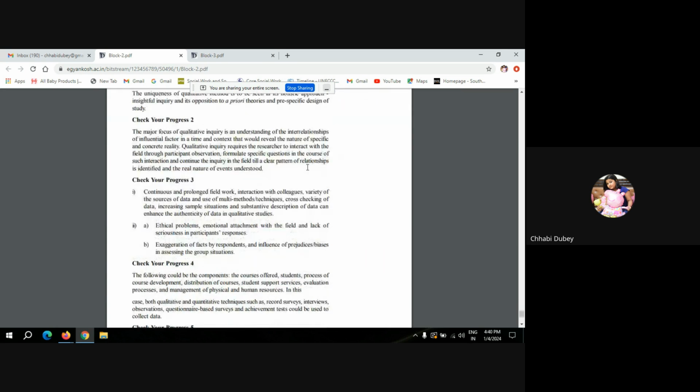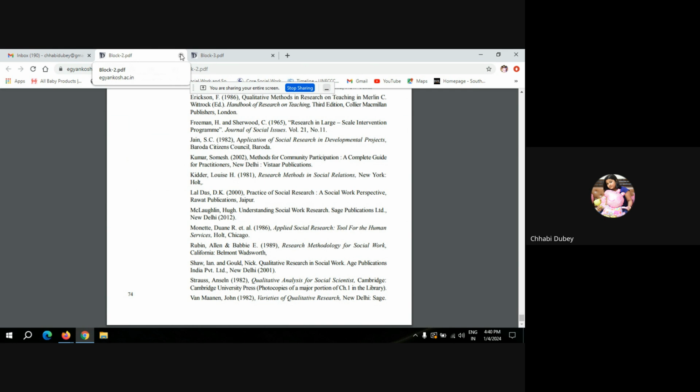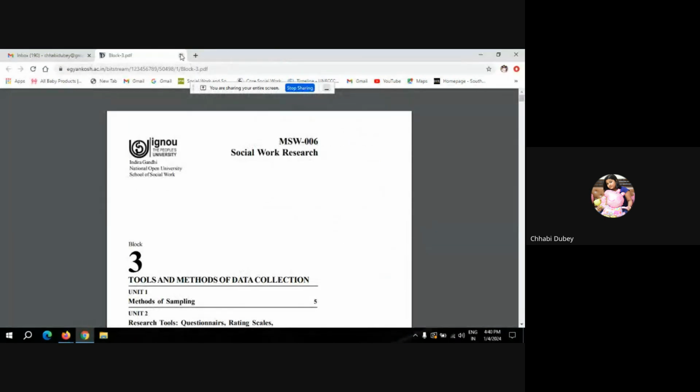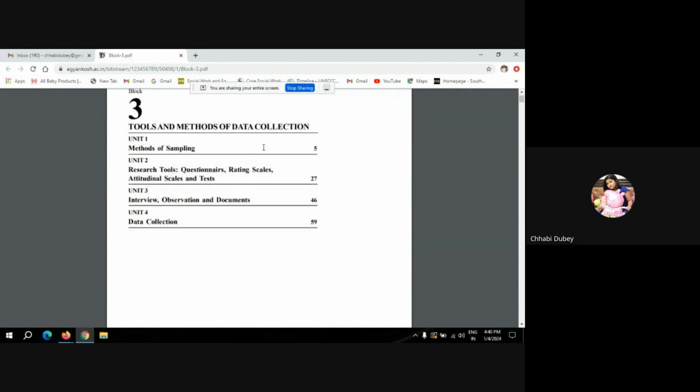So this is all about the qualitative research methods in social work research. Now we will start with the third block of our social work research, which comprises the tools and methods of data collection. Here we'll be looking at the different methods of sampling. We will be looking at the different research tools like questionnaires, rating scales, attitudinal scales, and tests. Then also other methods like interview, observation and documents, and finally the concept of data collection.